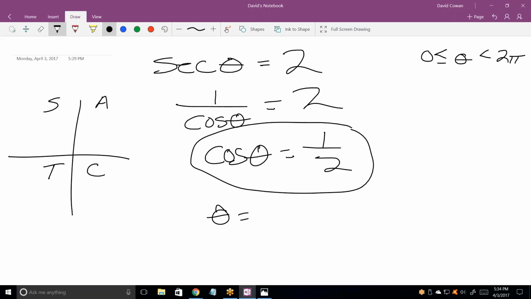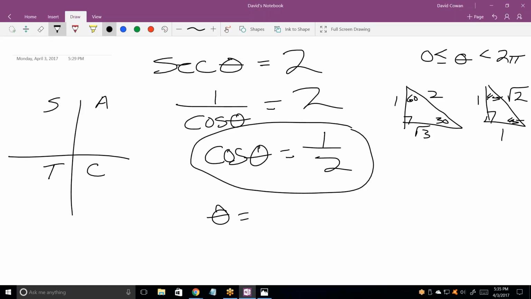Pi over 6. It's pi over 3, 60 degrees. Oh yeah, I got mixed up with sine and cosine. In other words, well, here's your two triangles. Never forget these two triangles. These two triangles give you all of your first quadrant answers. Yeah, the 30-60 and the 45-45.